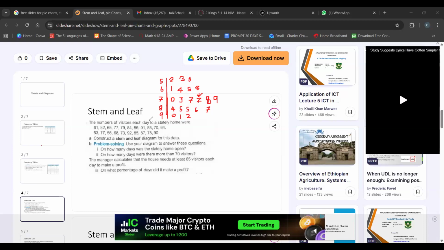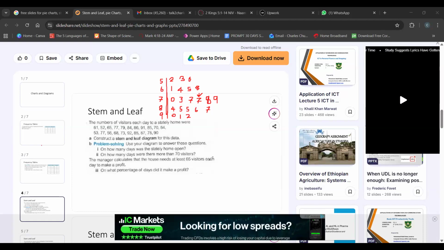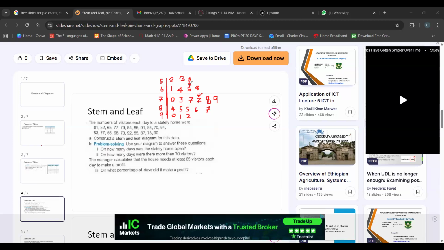The next one says the manager calculates the house needs at least 65 visitors each day to make a profit. On what percentage of days did it make a profit? So at least would mean 65 and more, right? Yes. So I'm going to count from this one. If that was 14, it would be 16 this time. Yes, thank you very much. It will be 16. Nice job.